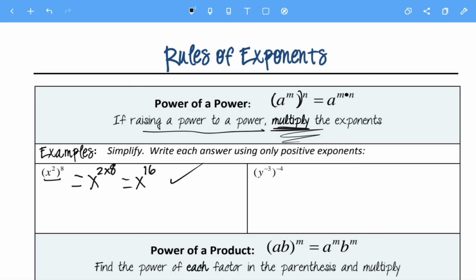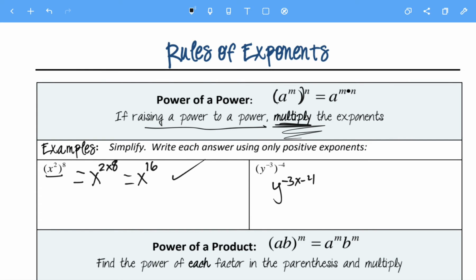And we're done with that. On this one, we have y to the negative 3 times negative 4. So we had y to the negative 3rd raised to the negative 4th. So we're going to multiply the negative 3 and negative 4, which gives us y to the 12th. And we're done there. Nothing more we can do. We don't know what x or y are, so we can't simplify these further. Okay, 2 more.